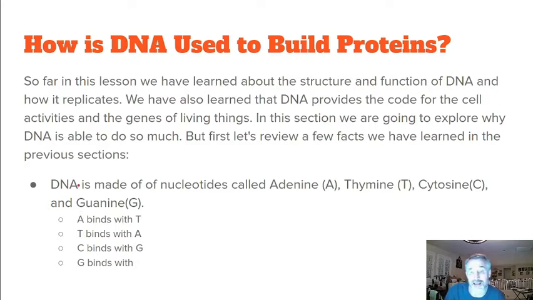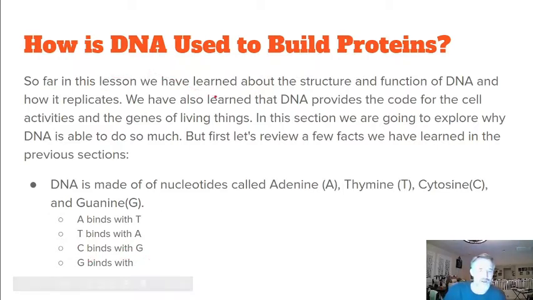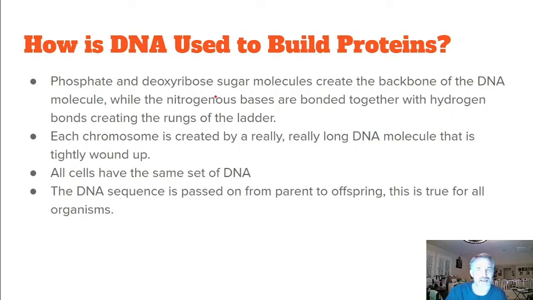DNA is made up of nucleotides called adenine, thymine, cytosine, and guanine. I mentioned those way at the beginning, right? A always binds with T, T binds with A, and then C binds with G, or G binds with C, and I don't know why it's missing there, but I'll add it in. So you have these things always binding together. So how is DNA used to build proteins?